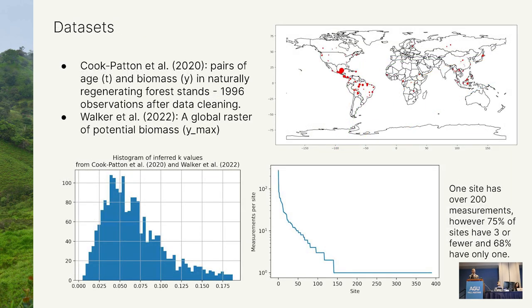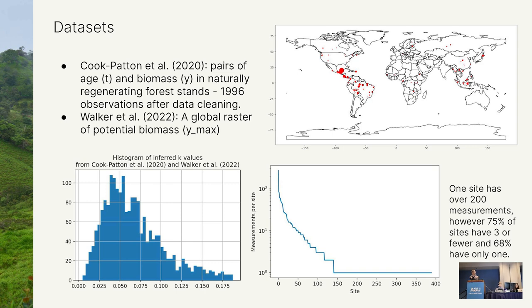The data sources that make this possible are great and are really only recently coming into availability. Susan Cook-Patton from the Nature Conservancy led a Nature paper in 2020, which aimed to collect all naturally generated forest measurements, which are pairs of age and biomass in all places around the world, as well as a geographic location, also very important. We can use that data set in combination with that global potential biomass raster I mentioned to calculate K, and we did that for our training set here. Actually, this is cross-validation, so it's both the training set and the testing set.